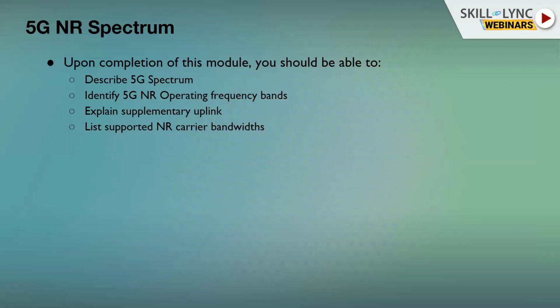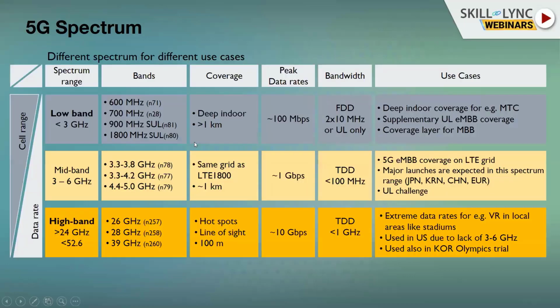You should be able to describe what the 5G spectrum is, used to identify 5G operating frequency bands, and to explain supplementary uplink and least supported NR bandwidth. Here in this table, we have our division of 5G spectrum. Please refer to this page to see that there is a relation between the cell range and the data rates. So when the cell range goes low, the data rates go high.